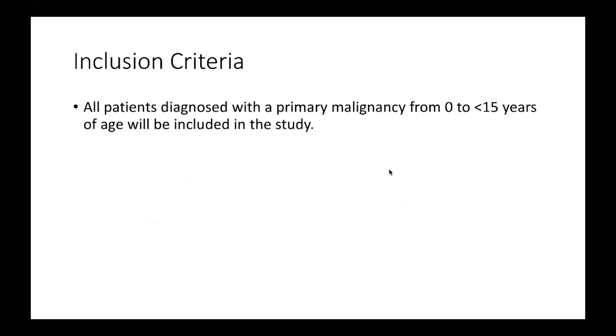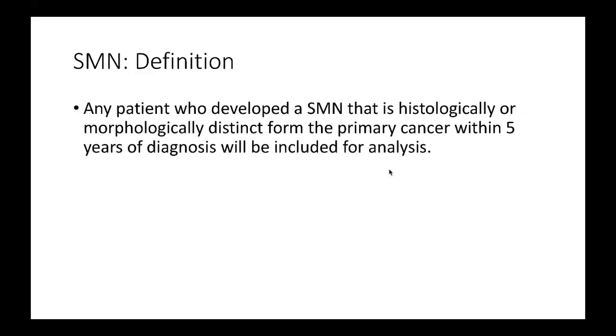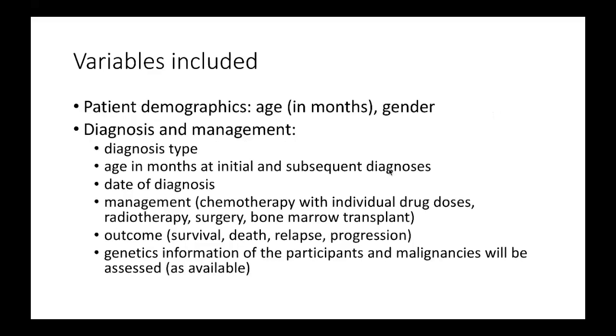So inclusion criteria: all patients diagnosed with a primary malignancy from 0 to under 15 years of age will be included in the study. So really, as we were just talking about, this is all patients in the CPSS database. So we decided to define SMN for the purposes of this study as any patient who developed an SMN that is histologically or morphologically distinct from a primary cancer within 5 years of diagnosis. So this really ensures that we are not including anybody with a relapsed disease that's similar to the primary disease. There's another project going on relapsed disease, so that really distinguishes this as a separate project and makes sure the data is clean. This is a list of variables included, so if you have any suggestions around this or feel like we've missed something, please feel free to contact us.